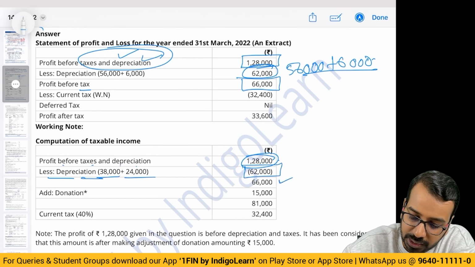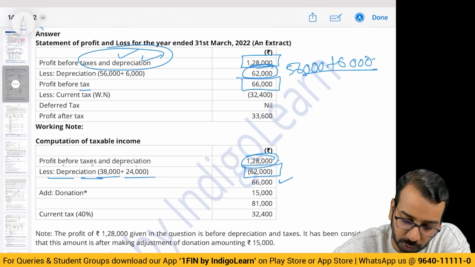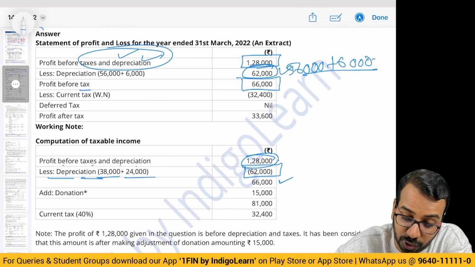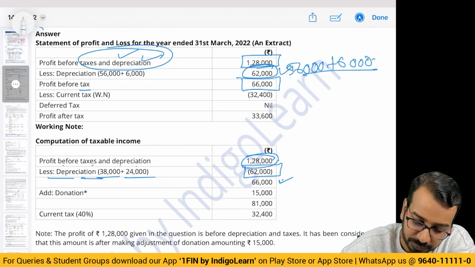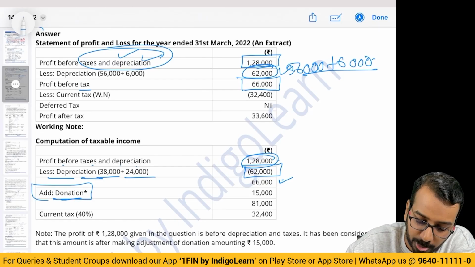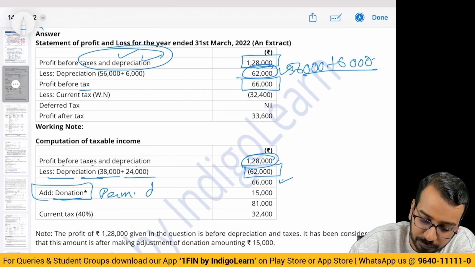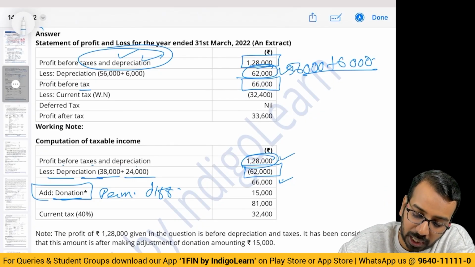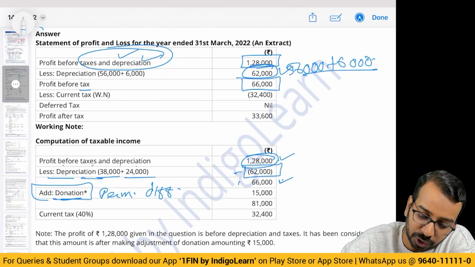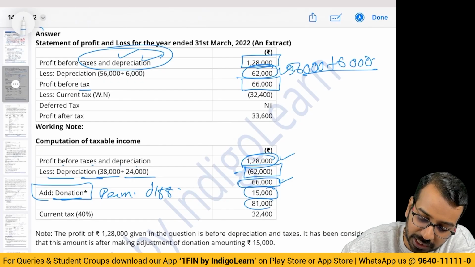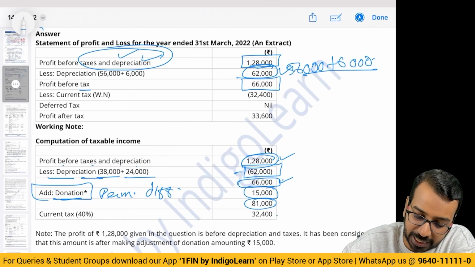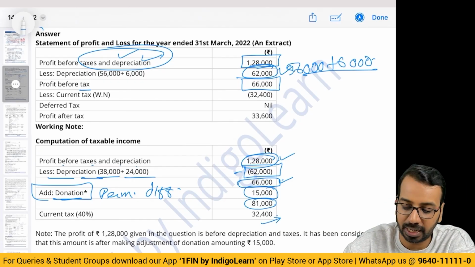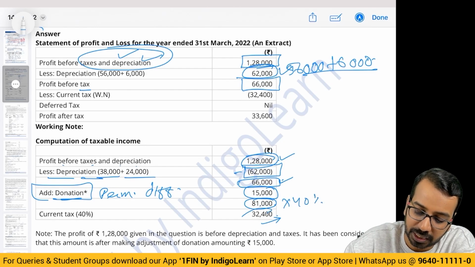So this becomes 66,000. So here it is same, see, 62,000, 62,000. Then donation, this is permanent difference. So 1,28,000 minus 62 is 66, plus 15,000 makes it 81,000. 81,000 current tax is 32,400. 81,000 into 40% is 32,400.